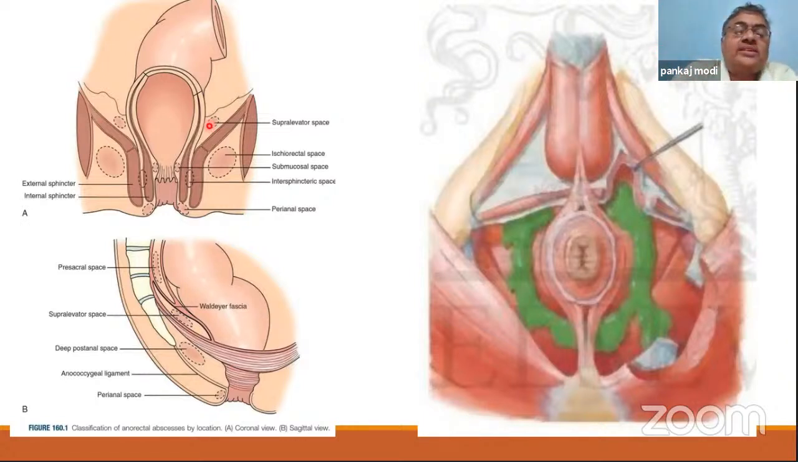Now look at the ischiorectal. Go to ischiorectal. Now trace it upward and let it communicate with the pelvirectal space. So it will have to puncture the pelvic diaphragm. And they are more dangerous. So that's the basic thing you should understand.